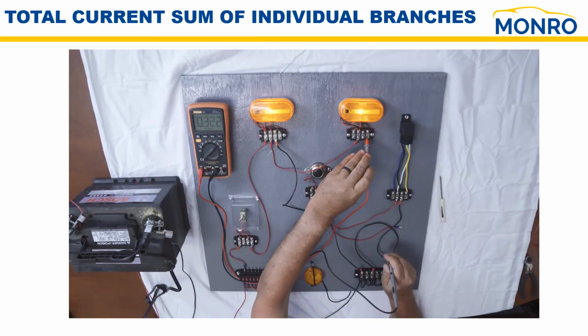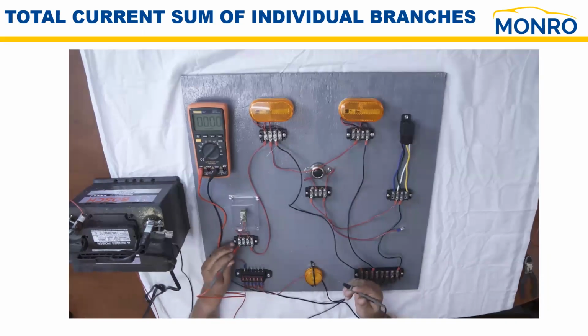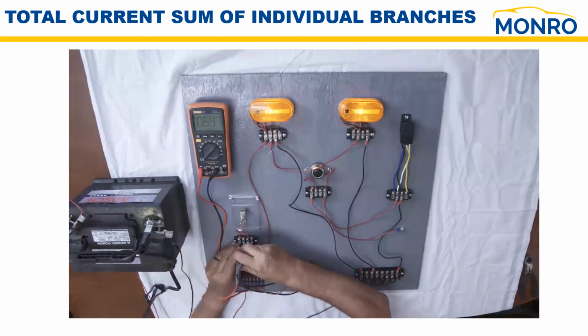So what we said was the total current is the sum of the individual branches. Let's measure the total circuit current, and we'll do that by just running right across the switch. And when we measured that, it's about 0.64 amps. So the total current was in fact the sum of the individual branch currents.